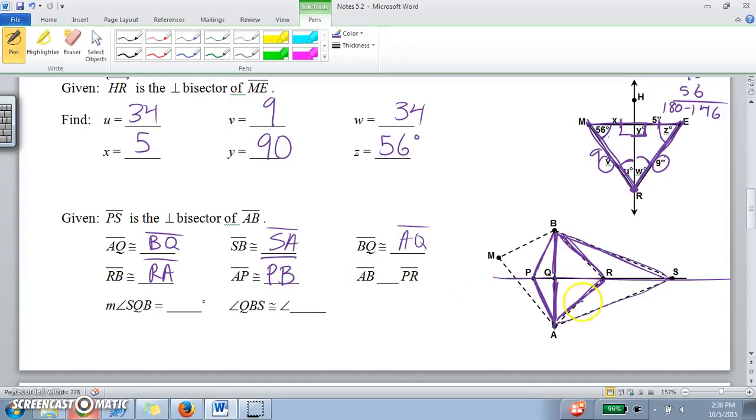AB and PR, what's the relationship? Those two things we know are perpendicular. Find the measure of angle SQB. SQB is a right angle, so it's 90 degrees. And then angle QBS is congruent to angle what? This whole angle right here has to be congruent to this whole angle right here, since this piece is congruent to this piece, and that creates an isosceles triangle. So that would be angle QAS.